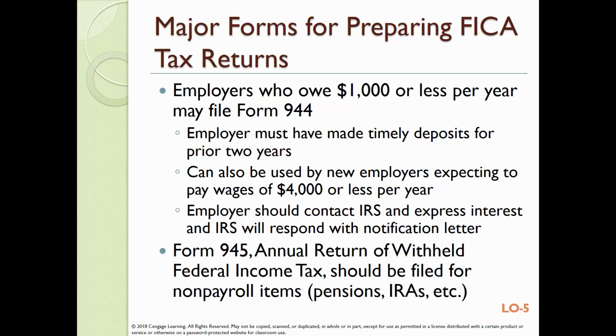If you're a really, really tiny employer, in other words, you only owe $1,000 or less in FICA, FICA, FIT all year long, so you just have like one very part-time employee, you don't have to go through this quarterly filing. You can just file once a year, and that's called a 944.